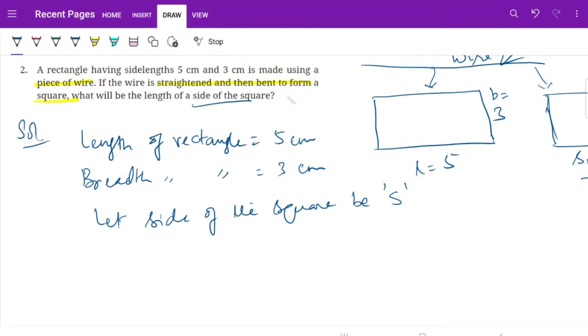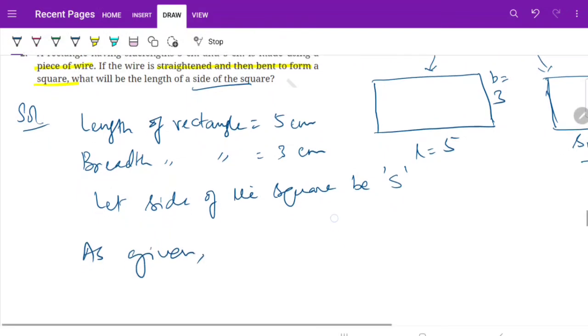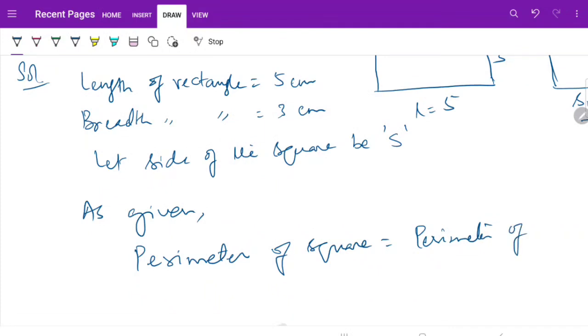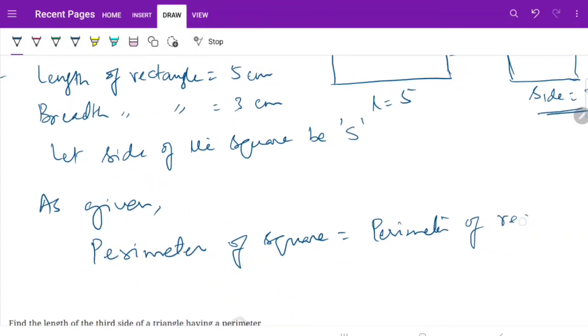Now, we can write here, as given, perimeter of square is equal to perimeter of rectangle, because both are made from the same piece of wire. This is what is given to us in the question, because both are prepared with the same wire. Now what is the perimeter of a square? We know the formula: 4 into side, that is 4s.